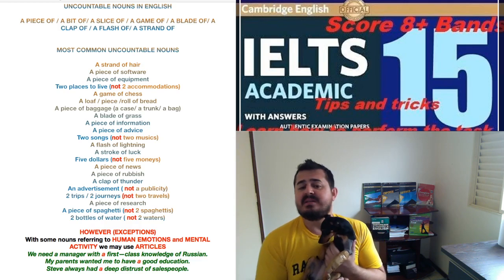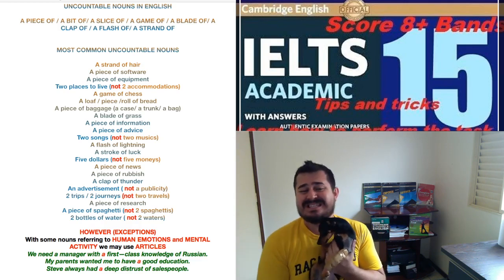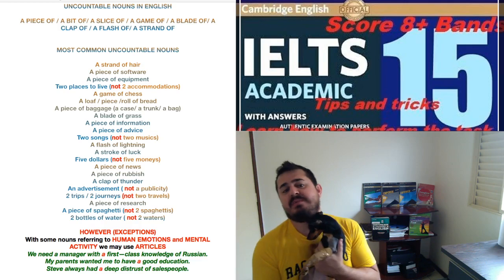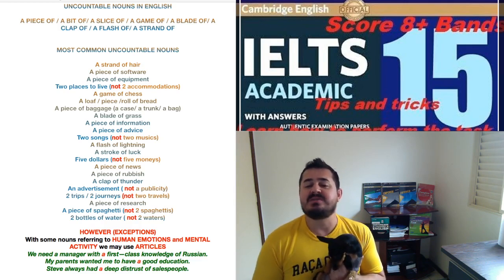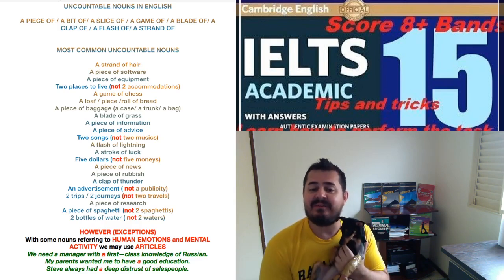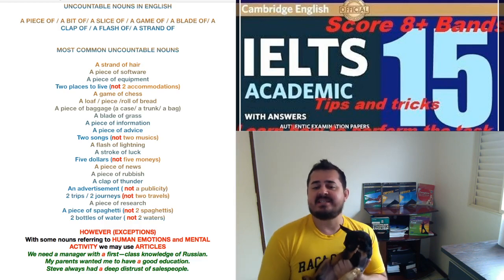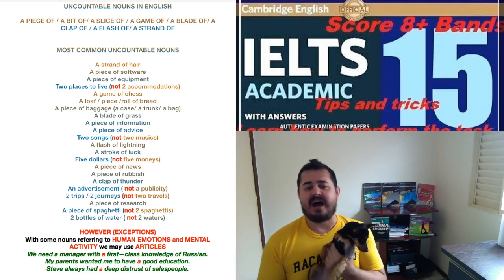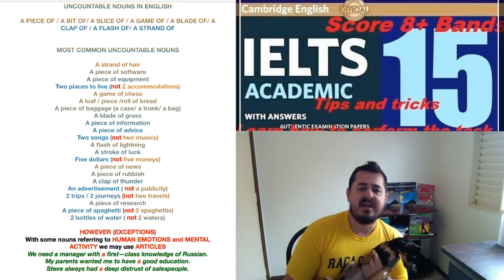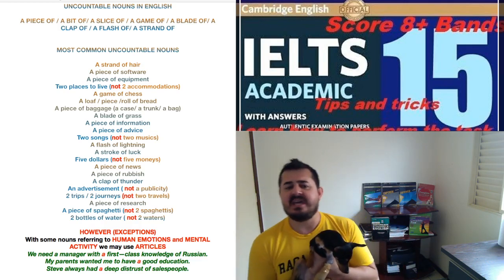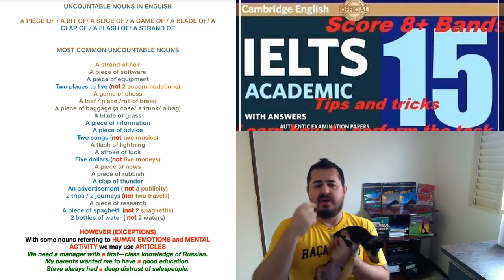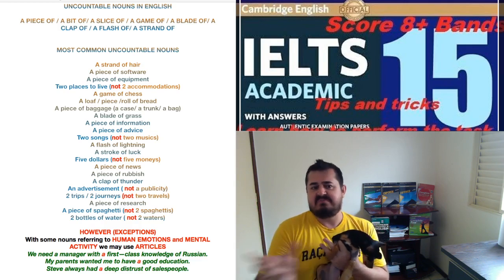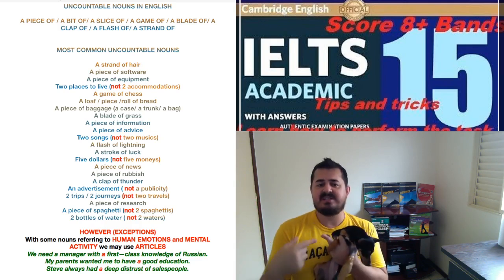A piece of equipment. When you buy, you can buy 2 or 3 pieces of equipment, not 2 equipments. You probably have 2 places to live and not 2 accommodations, because accommodation in English is uncountable. A game of chess, not 2 chesses. Then when you talk about food, you don't say 2 breads, but you can say a loaf of bread, which is the big one. We can say a piece of bread, which has different sizes, a roll of bread.